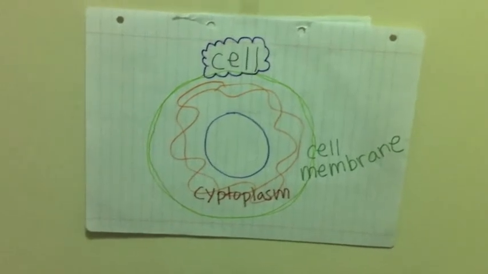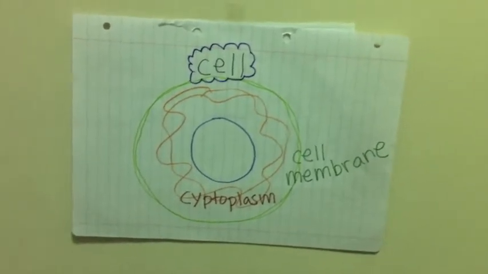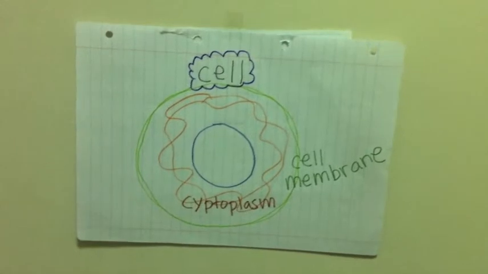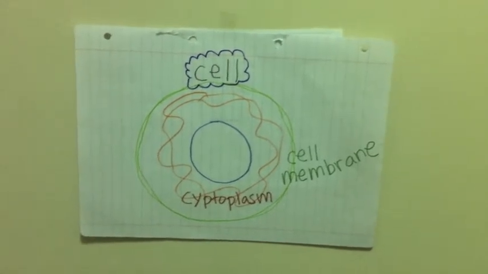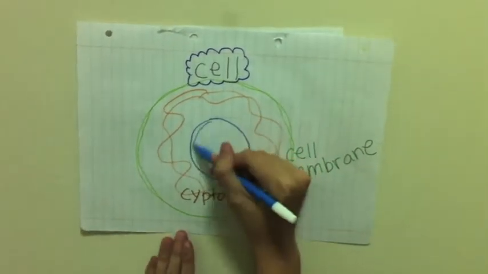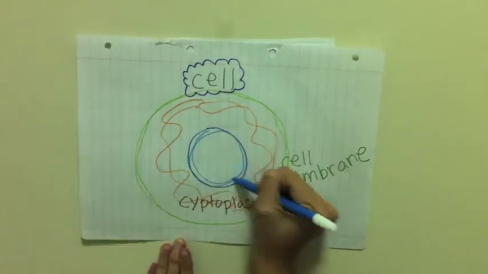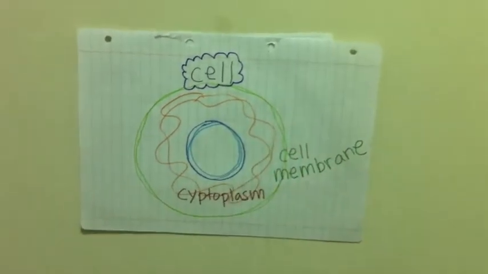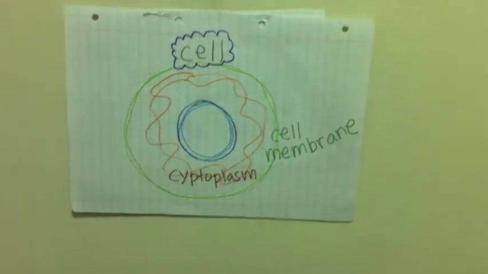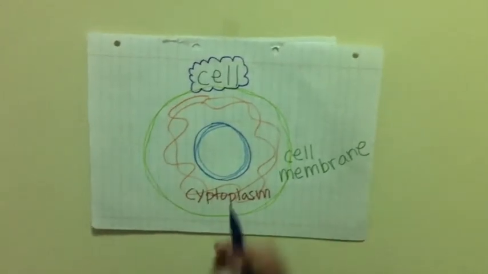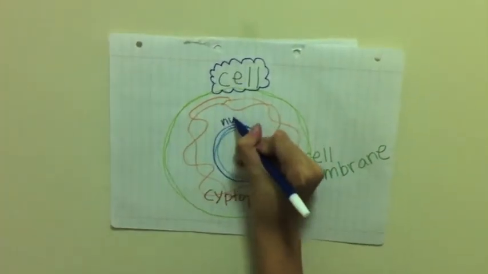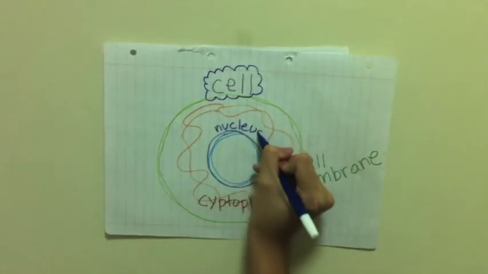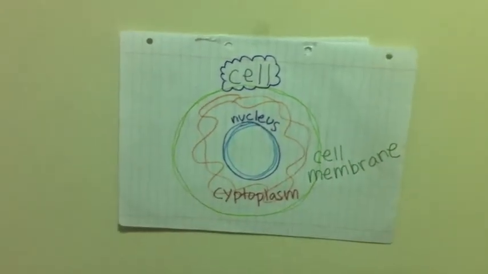So next on, we're going to talk more about what's inside the cell. So the blue part in the cell is called the nucleus. The nucleus is the brain of the cell that controls what it does. And that's how you spell it. Nucleus.